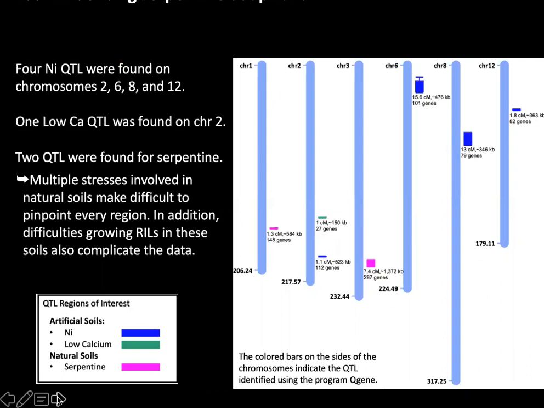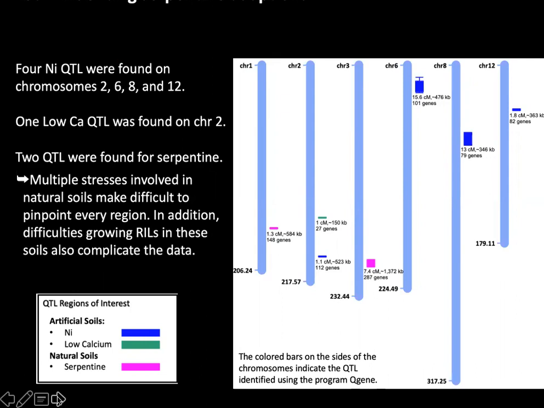stressed media. We can see that 6 of the 14 chromosomes have hits. 4 nickel QTL were found on chromosomes 2, 6, 8, and 12, labeled in blue. Labeled in green is the single low calcium QTL on chromosome 2, and then there are 2 QTL for serpentine on chromosomes 1 and 3.